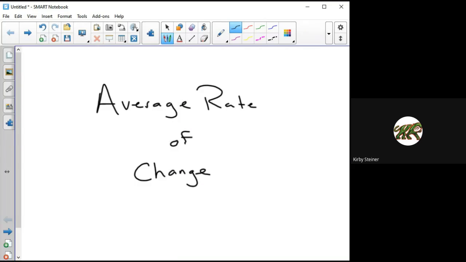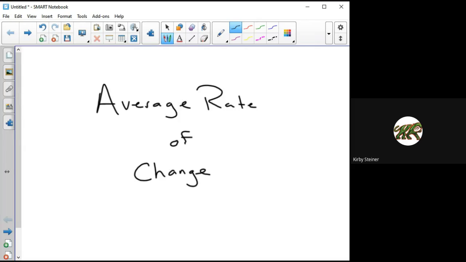Hello, everybody. In this video, we're going to take a look at the concept of average rate of change, and we're going to extend it with a look at the concept of the difference quotient, which will provide a little peek into calculus. All right, so we're going to begin by looking at average rate of change.